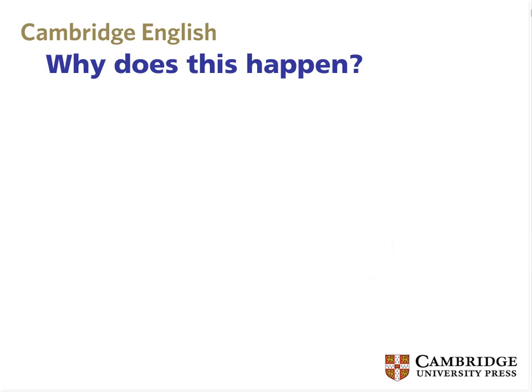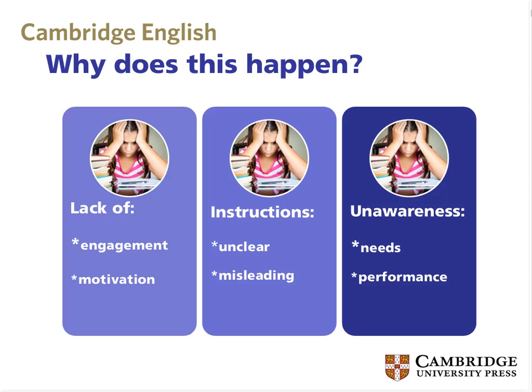So why does this happen? Well, it may happen for a number of reasons. It might happen because of a lack of engagement from students in what's going on. It will have to do with motivation. It may have to do with students being unable to feel and to be interested in what's going on in the class. It may have to do with instructions. They may be unclear. Perhaps instructions are misleading as well. And maybe not everyone followed or understood the instructions for the task that you assigned.